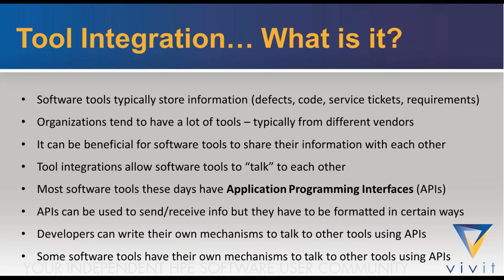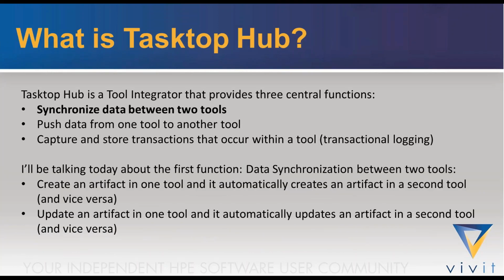And developers can write their own mechanisms to utilize these APIs to share information. And there are even some software tools that develop their own mechanisms and have that as part of their product. One good example of that is the Micro Focus ALM Synchronizer. You may be familiar with ALM Synchronizer. It's a tool that can do a lot of what I'm going to show today. It can synchronize between ALM and Jira. It covers really basic synchronizations really well. It's a good free tool. We've been using Tasktop Hub for some time, and as you'll see, Tasktop Hub can do that as well as a whole lot more.